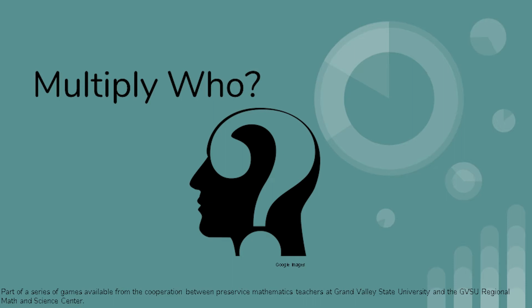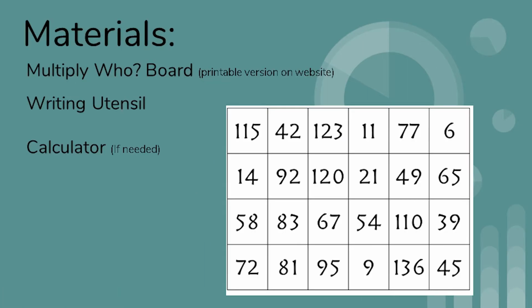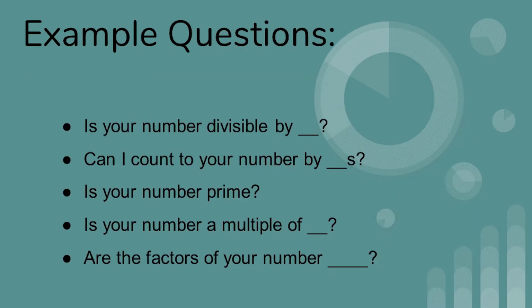Multiply Who is a part of a series of games available from the cooperation between pre-service mathematics teachers at Grand Valley State University and the GVSU Regional Math and Science Center. To participate in this game, you will need a Multiply Who sheet for every player, writing utensils, and calculators if needed. The objective of this game is to uncover the opponent's secret number by asking a variety of yes or no questions, specifically geared towards multiplication.